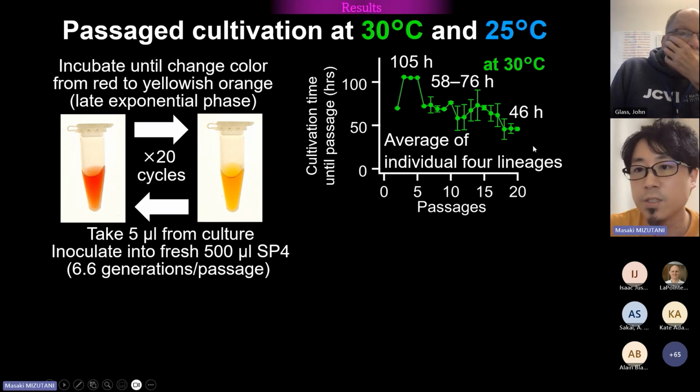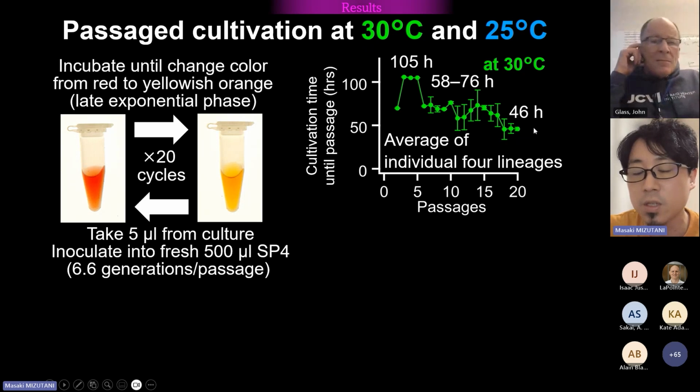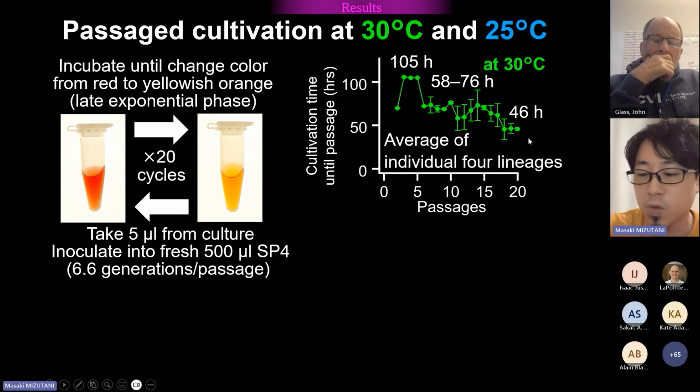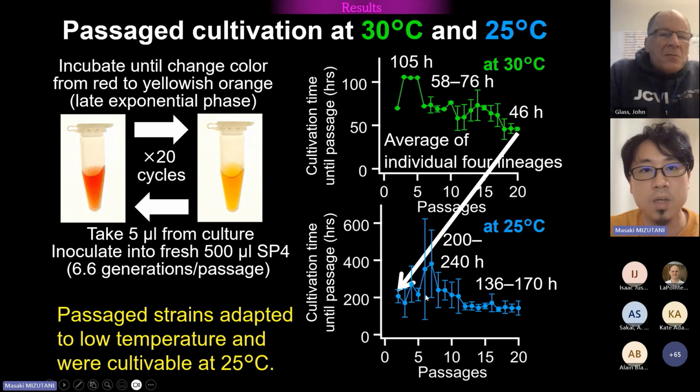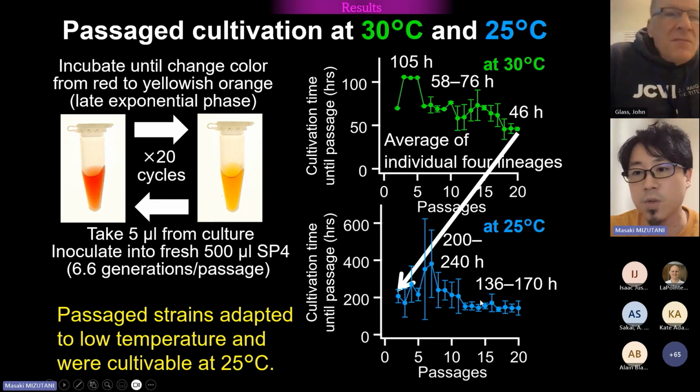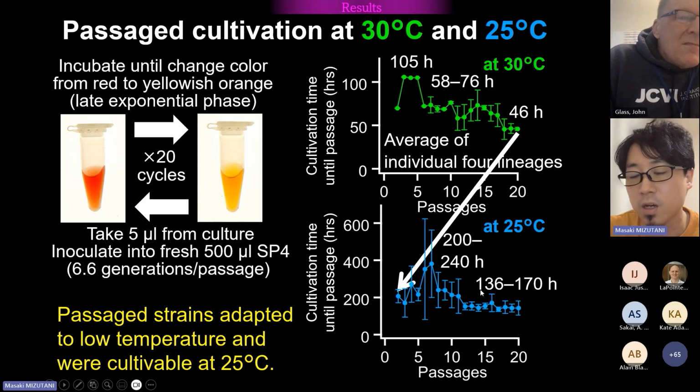Next, we tried to cultivate the 20-passage strain at 25 degrees. And surprisingly, it can grow at 25 degrees. So we did this passage cycle also at 25 degrees. And at 25 degrees, the cells have a faster growth speed when we passage them.